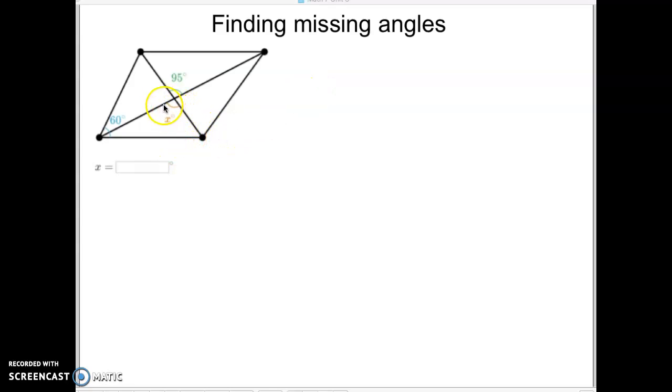You need to find this one right here, but you already know this angle here. So you have a straight line here, a straight line here. If this angle is 95 degrees, what do you know about vertical or opposite angles? They are the same. So this X angle is going to be 95 right there. Notice that this 60 angle, they put it in there, but you did not need it. So you have to decipher what it is you do need and what it is you don't need.